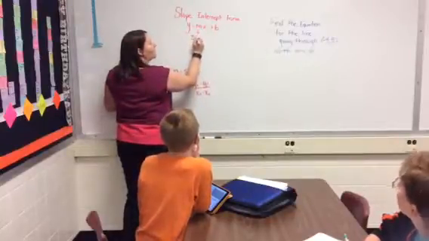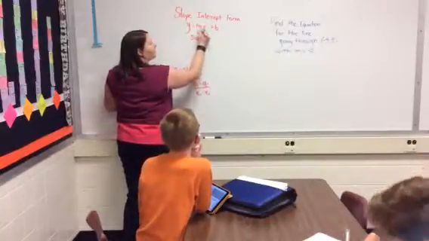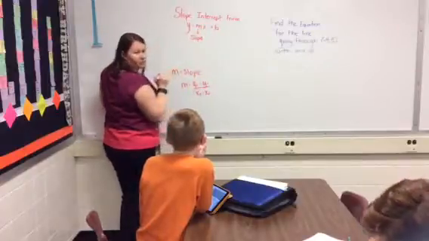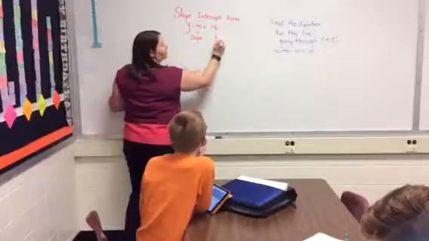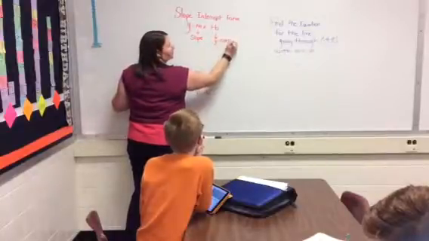Okay, so M in your equation, which is the number that's before X, is always going to be the slope of your line, okay? Right. And then B is going to be your y-intercept.